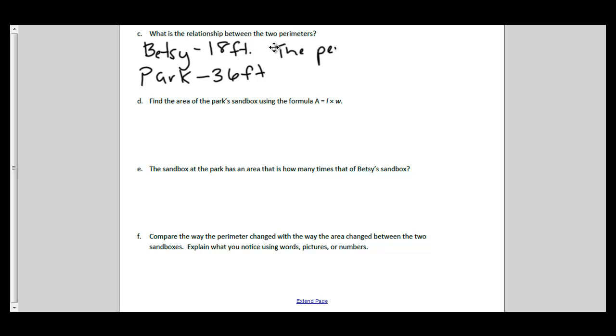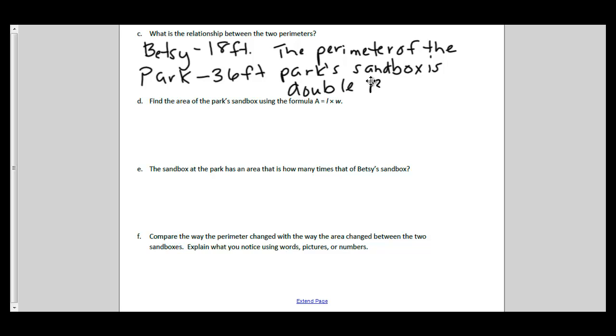The perimeter of the park sandbox is double Betsy's sandbox.